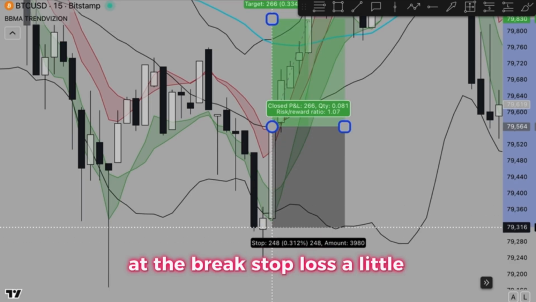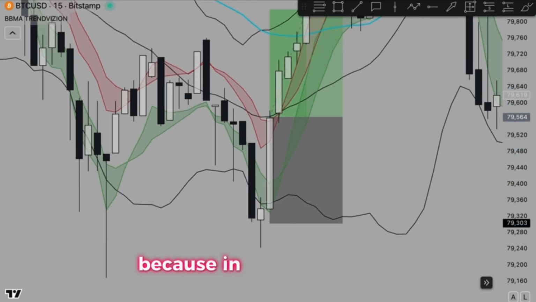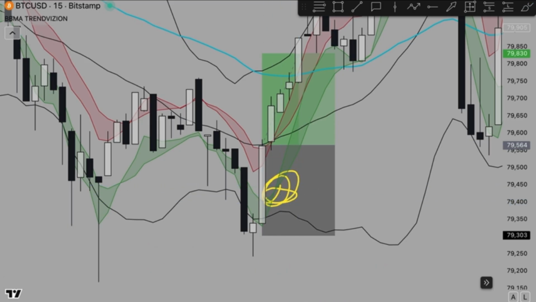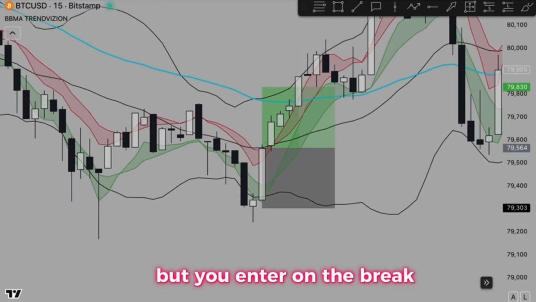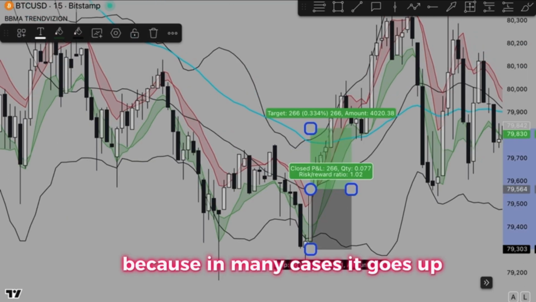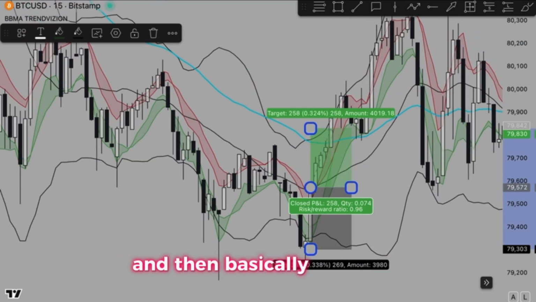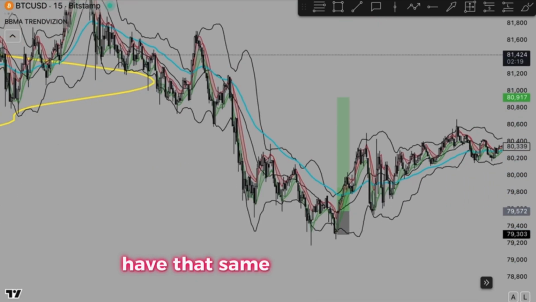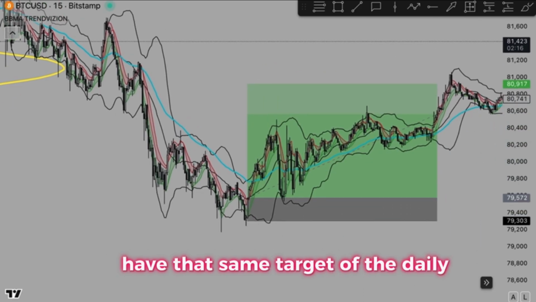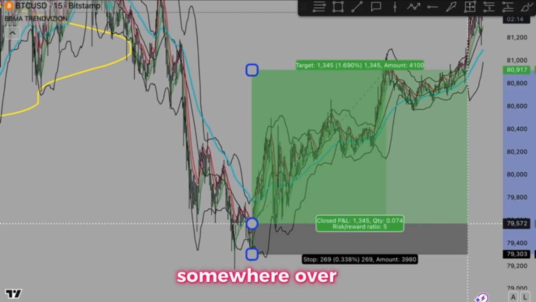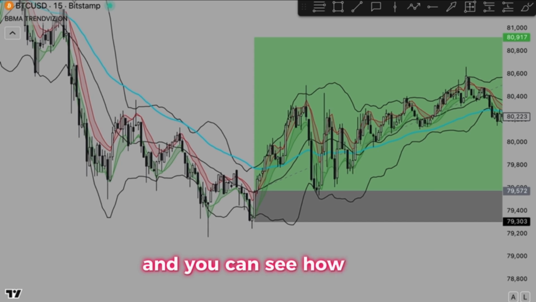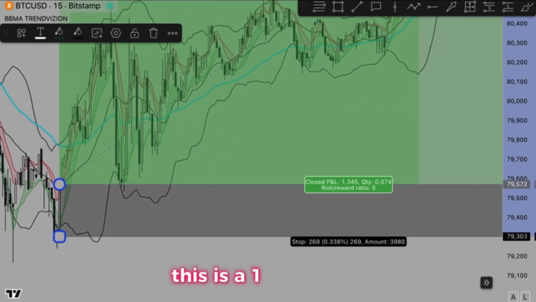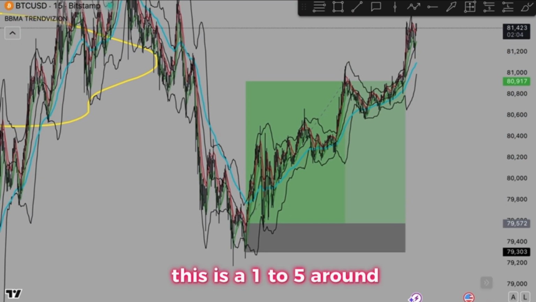Stop loss a little bit below MA low, because in theory it can come down to test the MA low area here. But you enter on the break because in many cases it goes up from there. And then basically entry on the break, and you have that same target of the daily MA high area, right? Somewhere over there. And you can see how big of a difference that makes in RR, right? This is 1 to 5, around that.